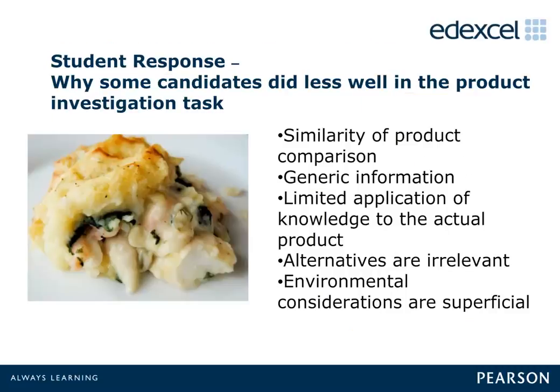Some candidates tended to do less well because of the following areas shown on the slide. The weakest part of this section remains the environmental impact of the manufacturing processes. However, those centers that explored CO2 emissions, use of energy to power machinery, water consumption during food preparation, and use of standard components on the production line to reduce production processes and applied them to their chosen product, were largely successful in this section.